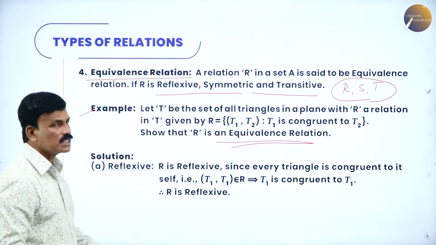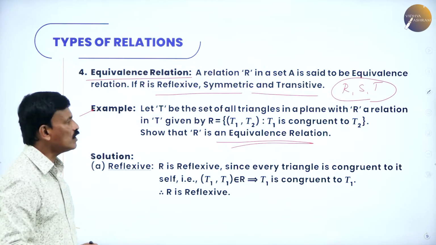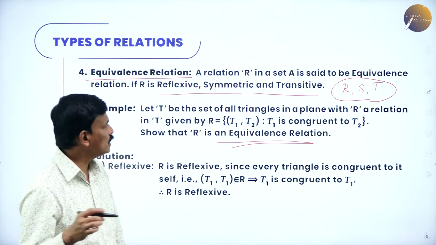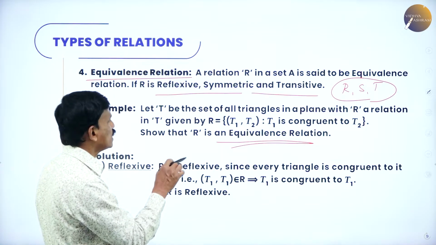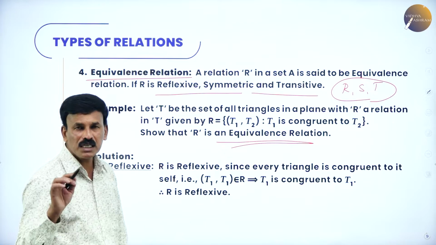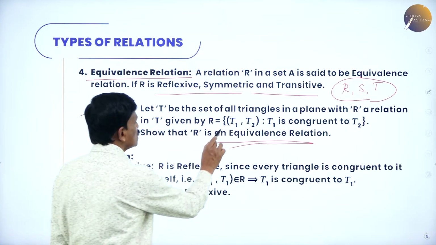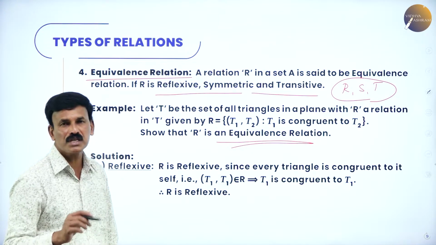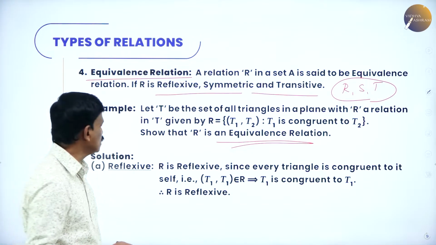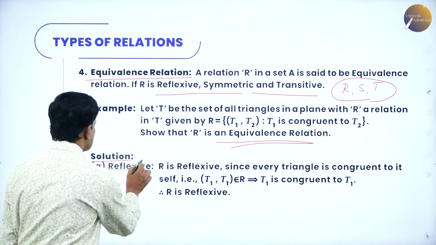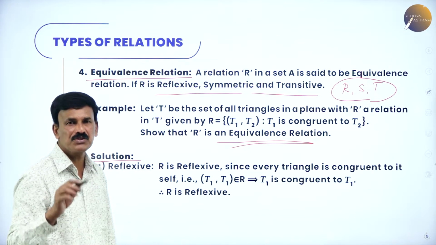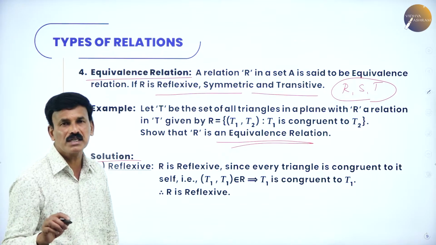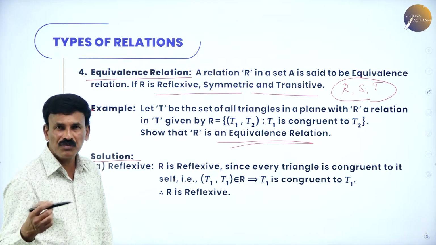Now here, what is the problem given? Let T denote the set of all triangles in a plane, and the relation R is given by (T1, T2) such that T1 is congruent to T2. The first triangle is congruent to the second triangle. So now let us come to the solution. First, verify whether it is reflexive, symmetric and transitive. If all these three conditions are satisfied, then that relation is called an equivalence relation.